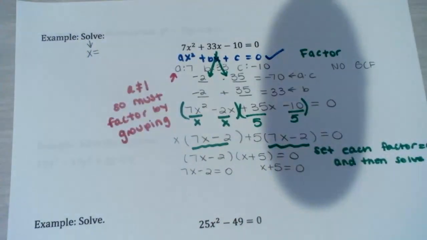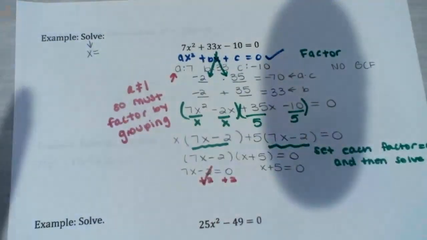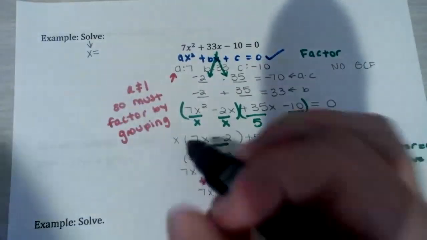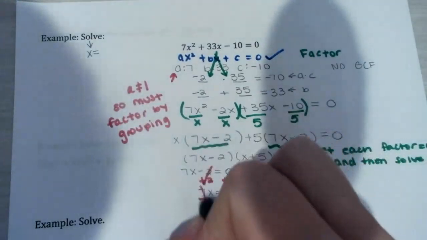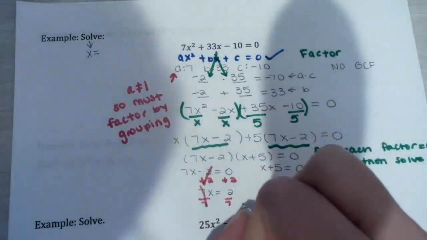Solving each one separately. We could add 2 to both sides. That way our 2's cancel. We're left with 7x equals positive 2. Dividing by 7, those cancel. We are left over with x equals 2 over 7 as one answer.